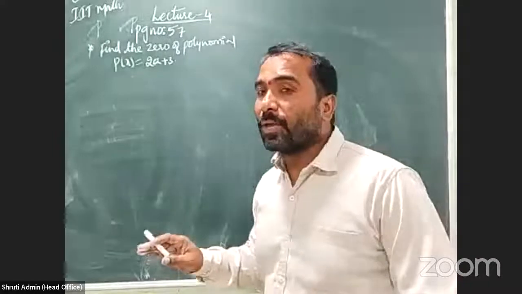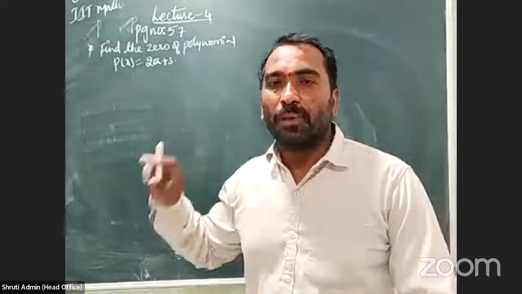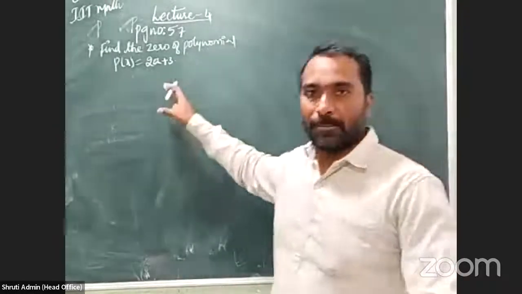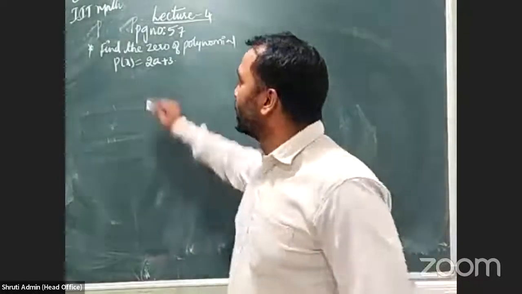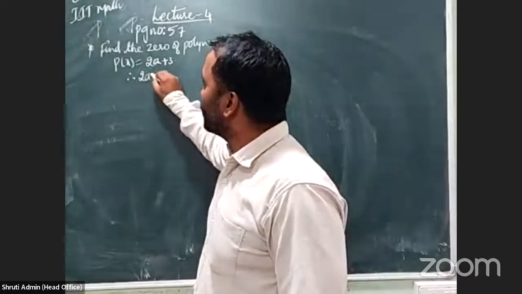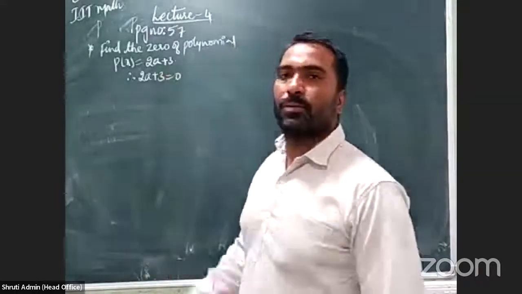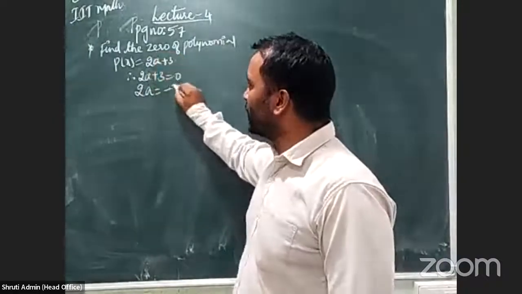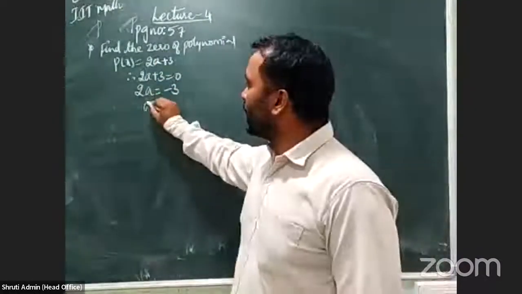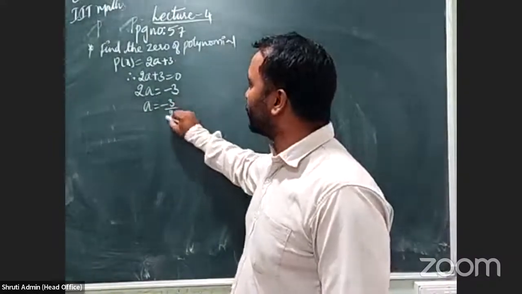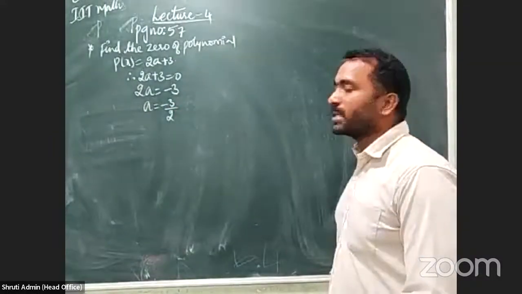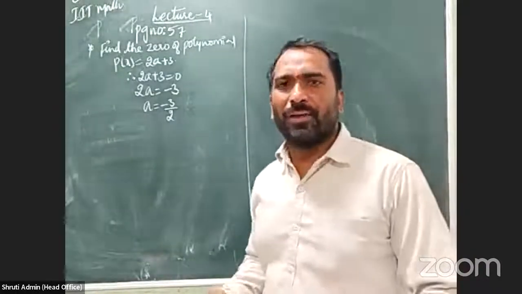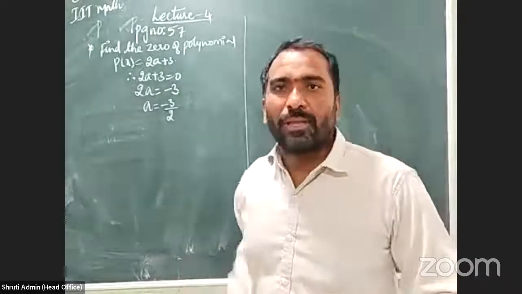So what do we find by using the zero of polynomial in this P of x equal to 2a plus 3? The a value we find, because here the variable is a. Therefore, what do we write here? 2a plus 3 equal to 0. So 2a equal to, if plus 3 goes to the other side, it becomes minus 3. So a equal to minus 3 by 2. So this is the zero of the polynomial. This is the thing we find, the unknown variable.